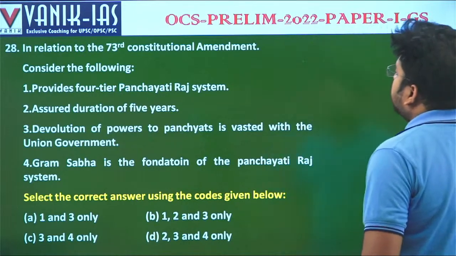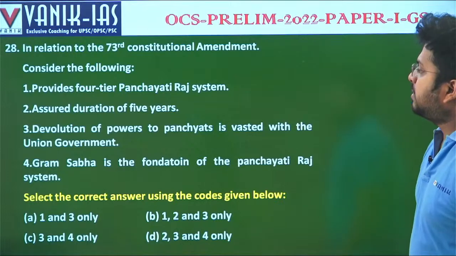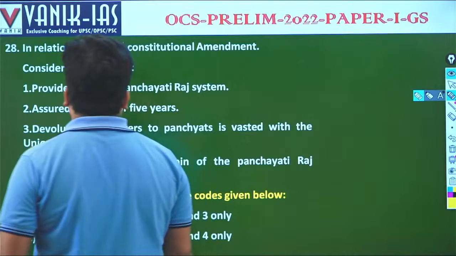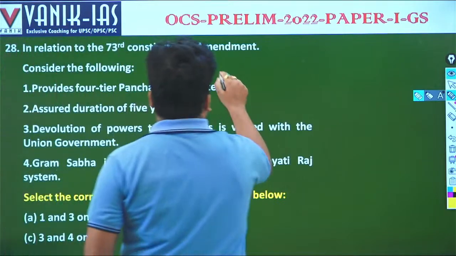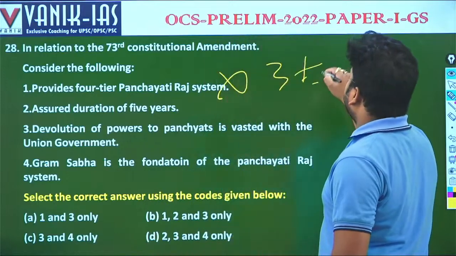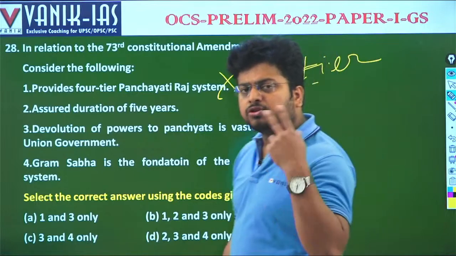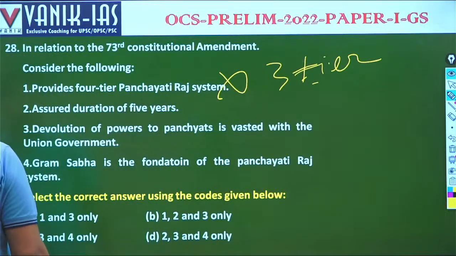In relation to the 73rd Constitutional Amendment, the Panchayati Raj institution: the 73rd and 74th Constitutional Amendments, 1992. The 73rd is for rural governance, the 74th is for urban governance, local bodies. It provides a 4-tier Panchayati Raj system. This is wrong. It is a 3-tier Panchayati Raj system according to the Balwant Rai Mehta Committee. 2-tier was recommended by the Ashok Mehta Committee. 3-tier is recommended by the Balwant Rai Mehta Committee.